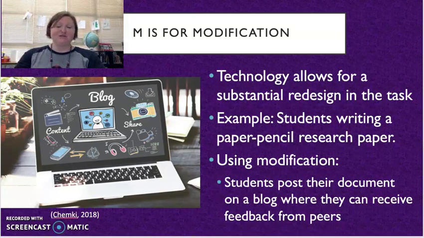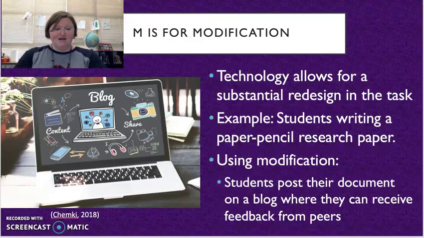The third level is modification. Modification allows for a substantial redesign in the task altogether. So going back to our example, students writing the paper and pencil research paper, with modification, our students would take their document that they have written on the word processing app, and they would post it on a blog. Posting it on a blog not only allows them to have the experience of using technology and blogging, but it also allows for them to receive feedback from their peers and their teacher, sometimes maybe even in real time.